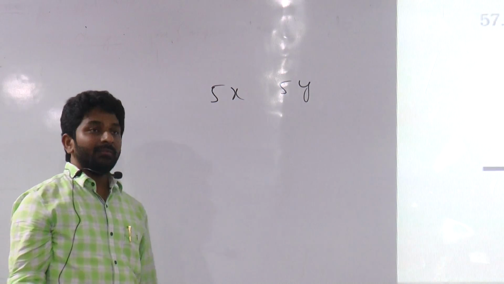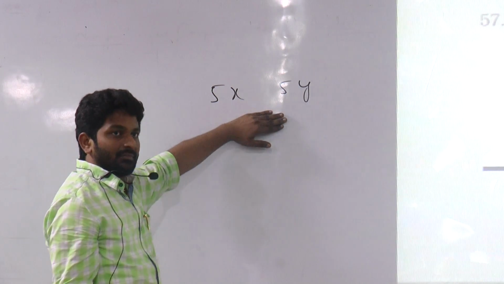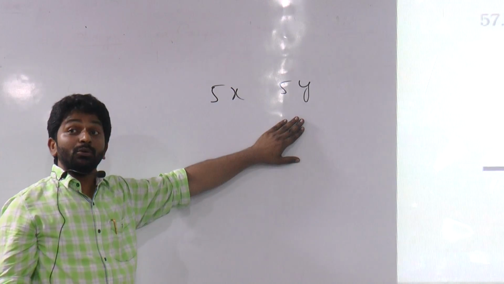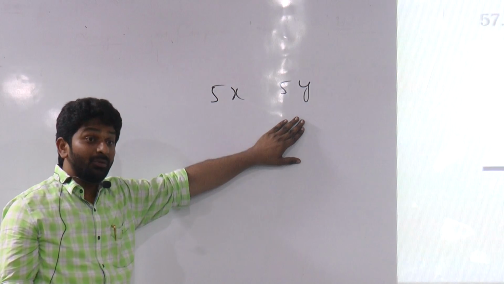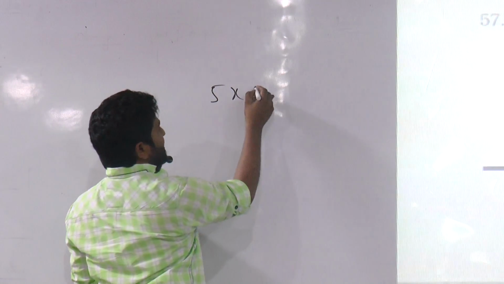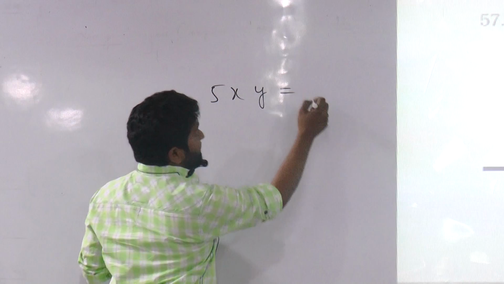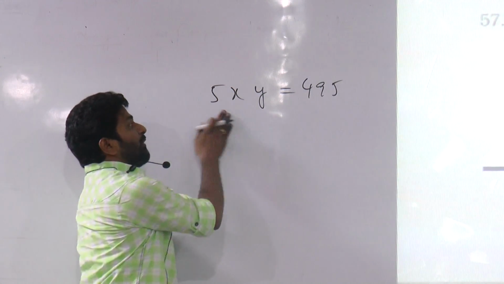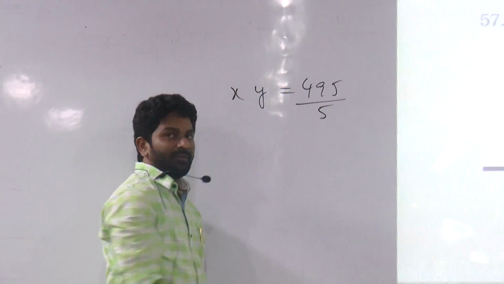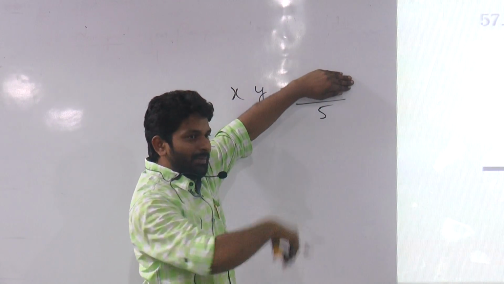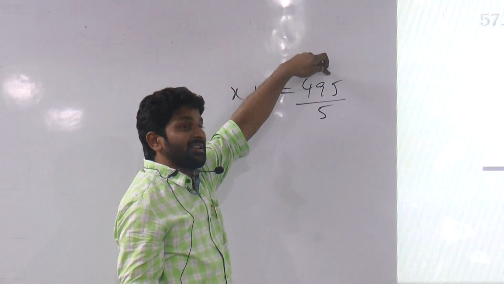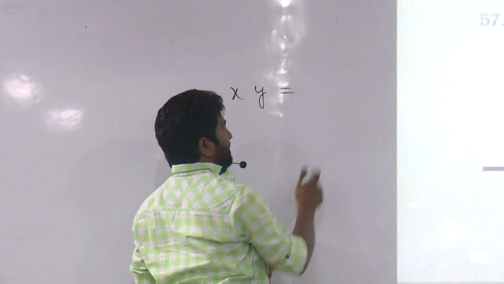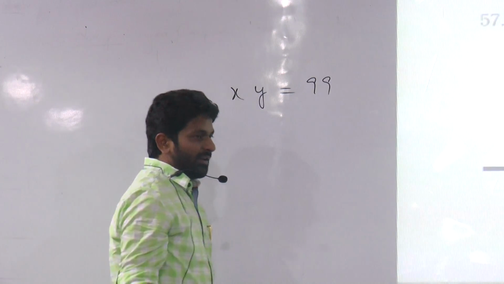Right. And then LCM of these two numbers. Look at here and tell me. 5 into xy. LCM of two numbers is 5 into xy, which is equal to 495. X into y will be equal to 495 by 5. If you have 500 here, answer would be 100. This is 5 less than 500. In the sense 1 time less than 100 times, that will be 99. X into y is equal to 99.